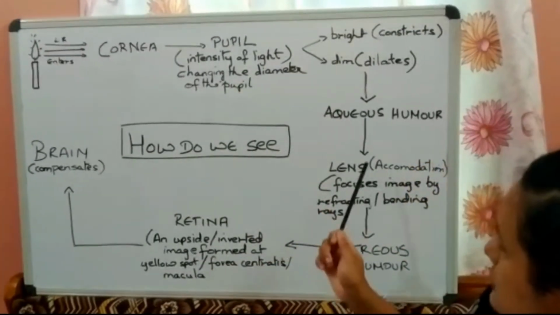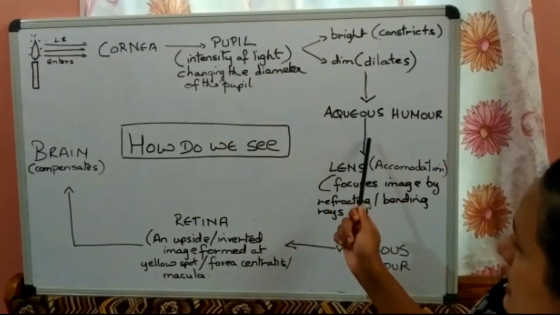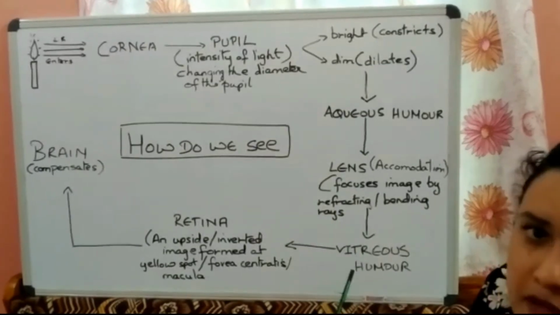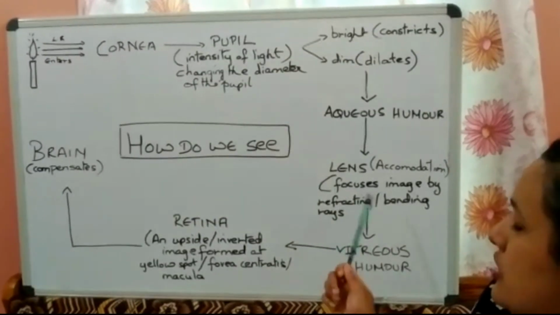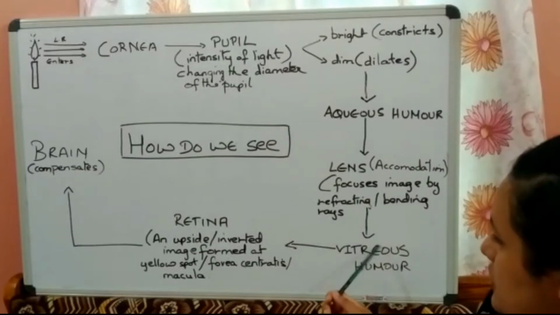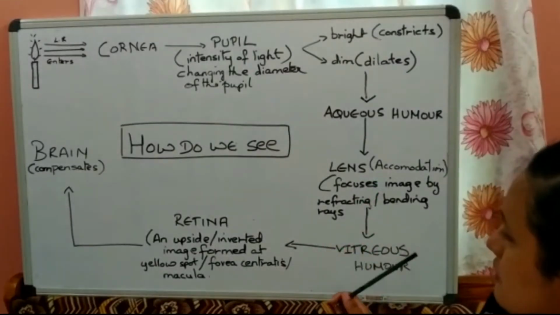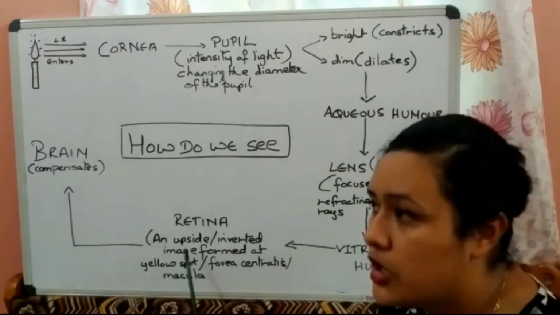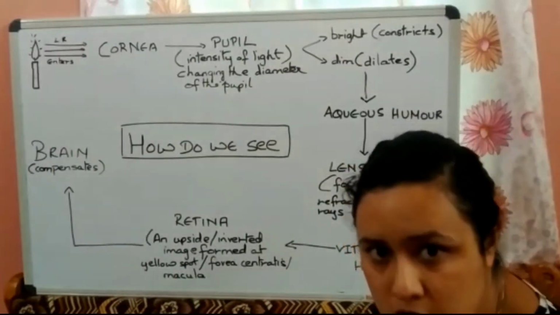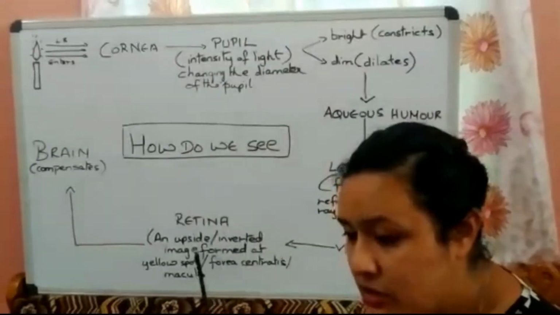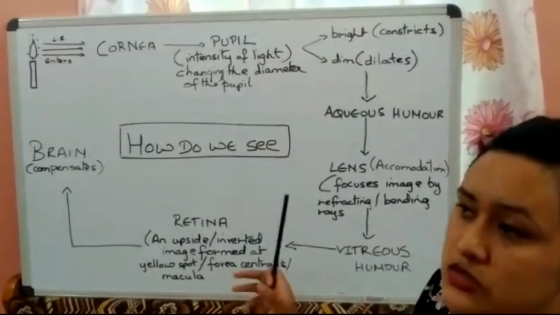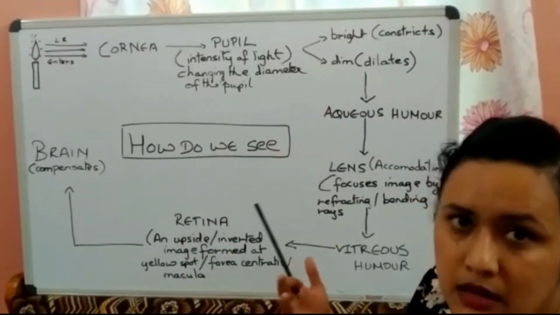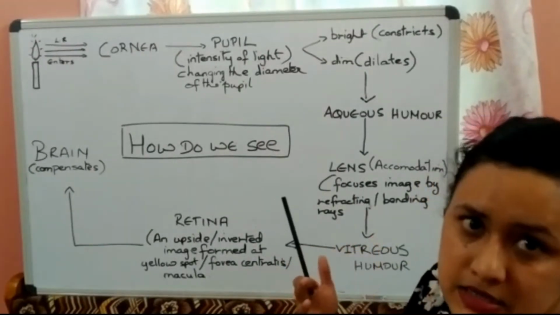Then the rays pass to the vitreous humor, the larger, posterior cavity, which is filled with the fluid known as vitreous humor. The rays of light pass through the vitreous humor. Then they strike a spot on the retina known as the yellow spot, which is highly concentrated with cone cells. Cone cells are very sensitive to bright light.